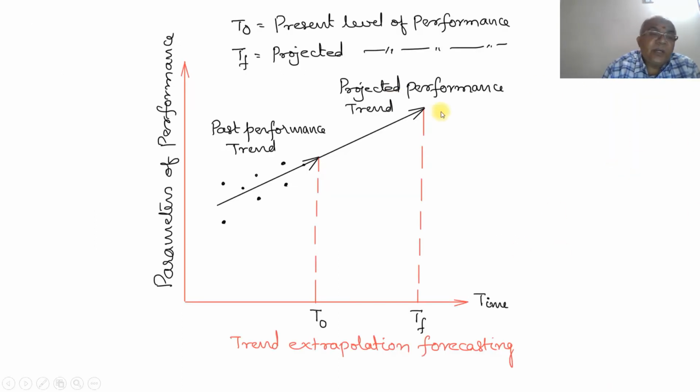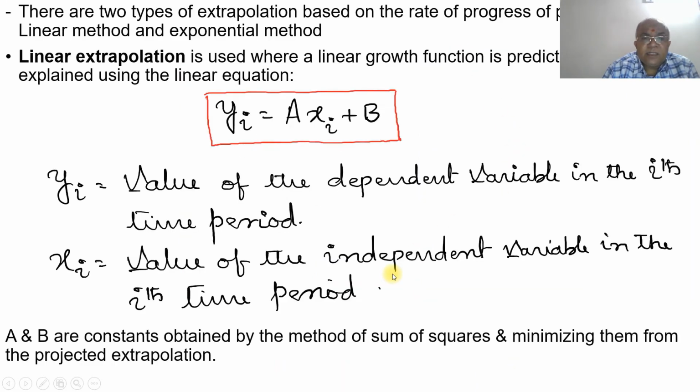So this is the actual graph curve of parameters of performance on the trend of extrapolation forecasting. This is the curve we are going to get. The past performance trend is going beyond this, and beyond this is the projected performance trend. At this point, T0 is the present level of performance and TF is the projected level of performance. Then there are two types of extrapolation based on the rate of progress of past behavior: one is the linear method and the other is the exponential method.